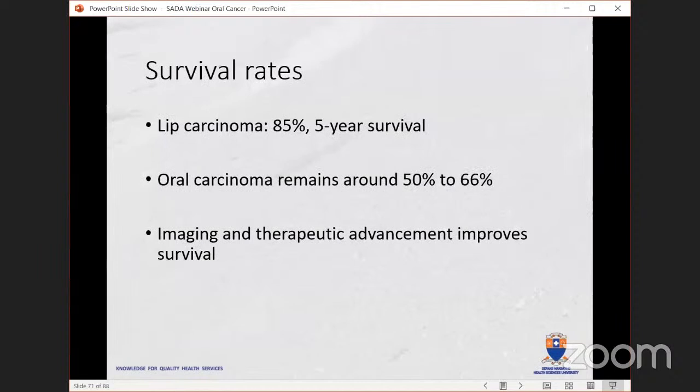Survival rates for lip cancers, the overall five-year survival rate is at around 85%. For oral cancers, though, the situation is very different. In many regions, there have been no marked improvements in the five-year survival rates for intraoral cancer, which remained at about 50% despite advances in surgery and radiation treatment.